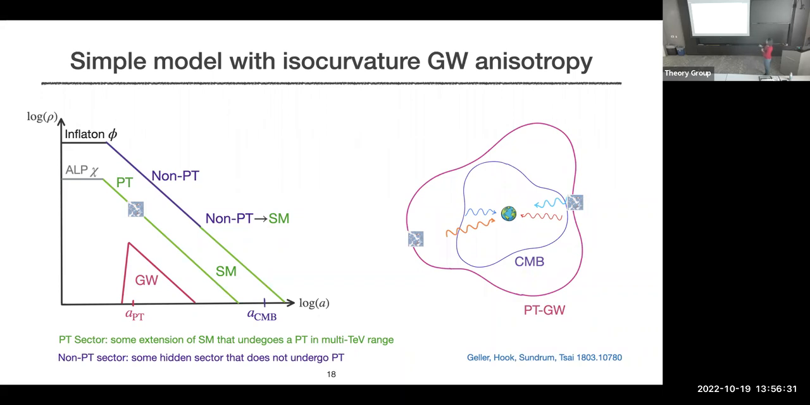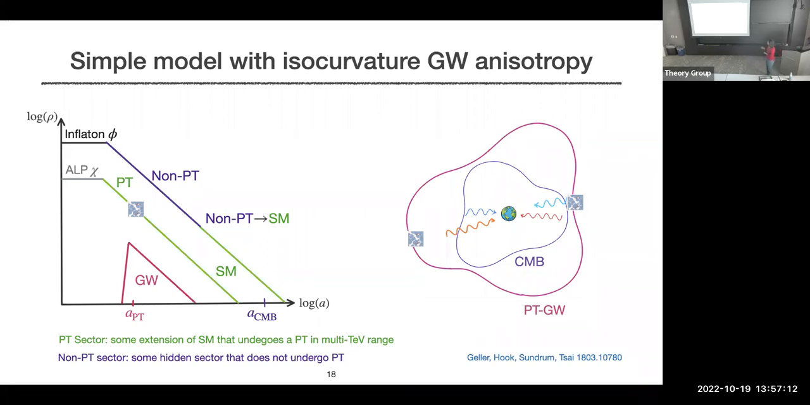Now the inflaton, which is the dominant energy source driving inflation, will at the end of it reheat into some non-PT sector, a hidden sector that does not participate in the phase transition and is very weakly interacting with this extension of the standard model. Because it's weakly interacting, it will be stable for a long time, and only when its decay lifetime is comparable to the age of the universe will it decay into the standard model at some later time. But it will decay at a temperature lower than the phase transition temperature, so this sector never participates in the phase transition.